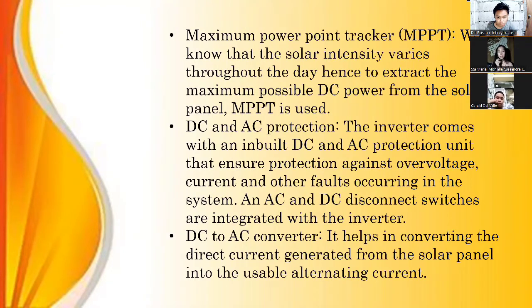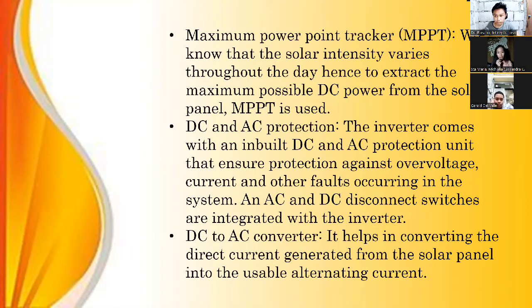So, maximum power point tracker, MPPT. We know that the solar intensity varies through the day, hence to extract maximum possible DC power from the solar panel, MPPT is used. DC and AC protection: the inverter comes with an inbuilt DC and AC protection unit that ensures protection against overvoltage, current, and other faults occurring in the system. AC and DC switches are integrated with the inverter.